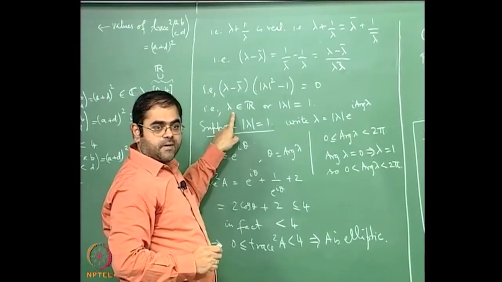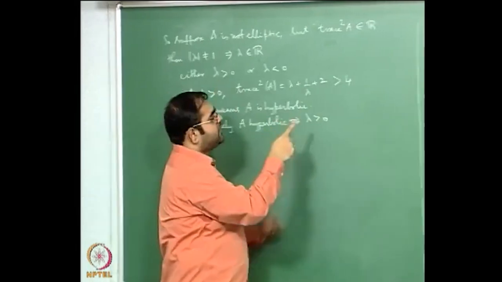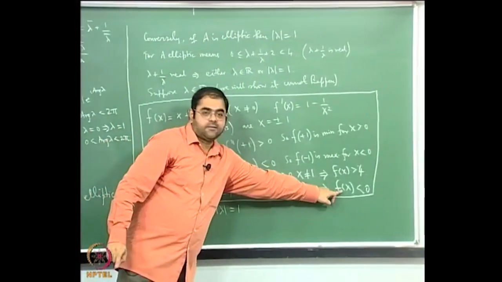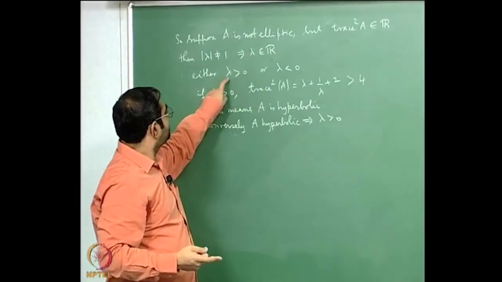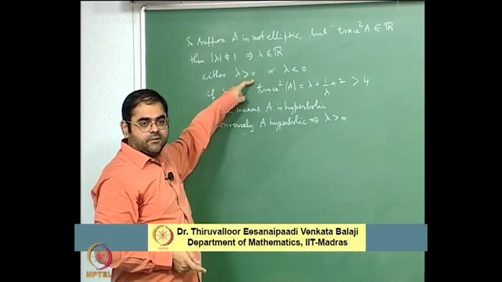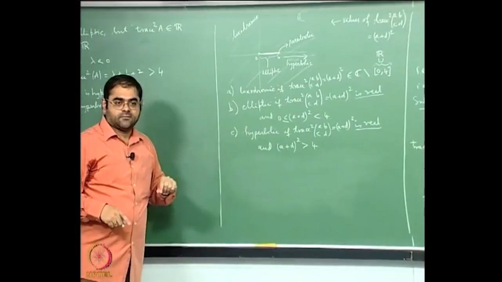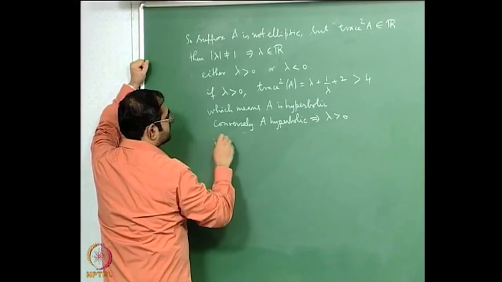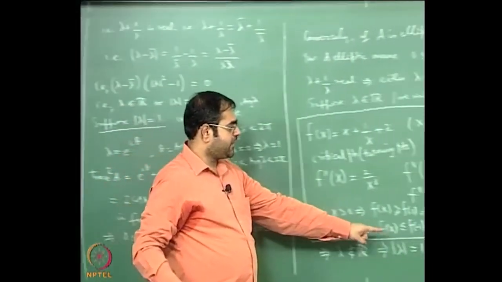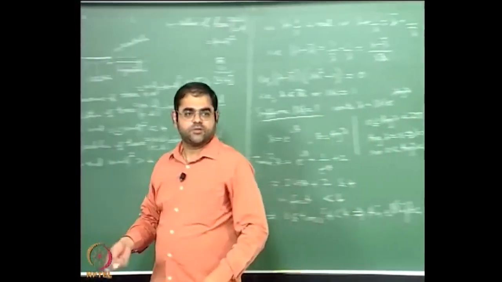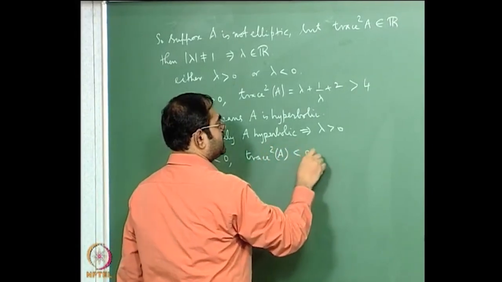So lambda has to be real, and if lambda is real and you have the hyperbolicity condition that lambda plus 1 by lambda plus 2 is greater than 4, then lambda has to be positive, because if lambda is negative, lambda plus 1 by lambda plus 2 is negative. So the condition that A is hyperbolic is controlled by lambda being real and positive. So z going to lambda z should have the property that lambda is real positive, that is the condition for A to be hyperbolic. So I have this, the other case, lambda less than 0. Lambda is negative, we have seen here that lambda plus 1 by lambda plus 2 is less than 0, and therefore you are in the loxodromic case. So if lambda is less than 0, trace squared A is negative, so A is loxodromic.